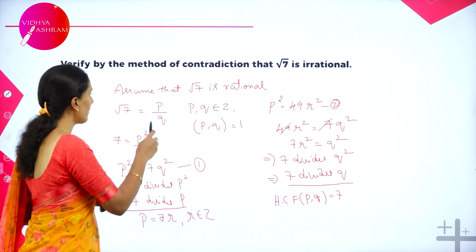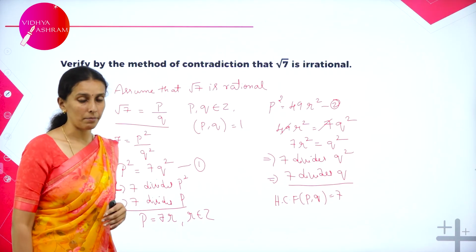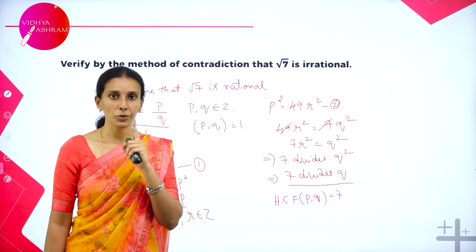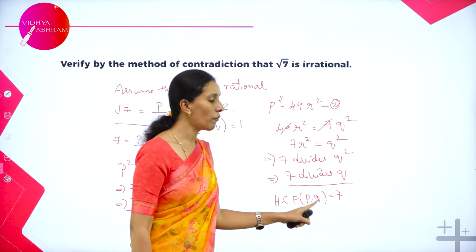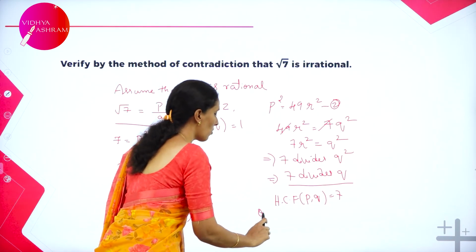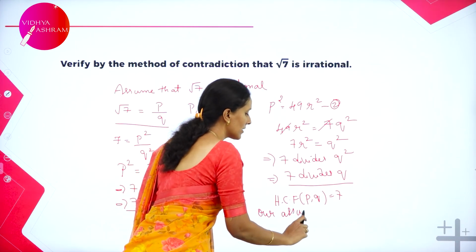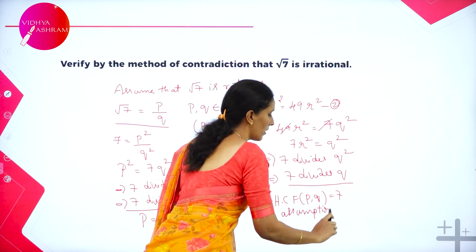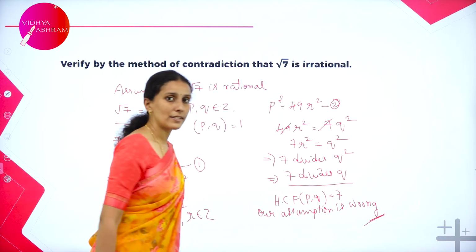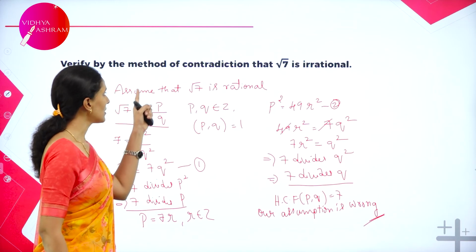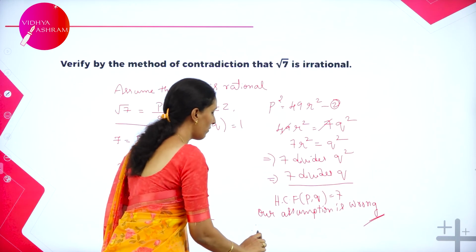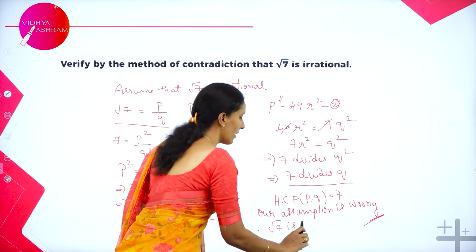But what is our assumption? It is a rational number. If it is a rational number, then the HCF of P and Q must be equal to 1. But we are getting the HCF of P and Q as 7. What does that imply? Our assumption is wrong. What was our assumption? I had taken it as, assume that root 7 is rational. So therefore, what must we conclude? Therefore, root 7 is irrational.